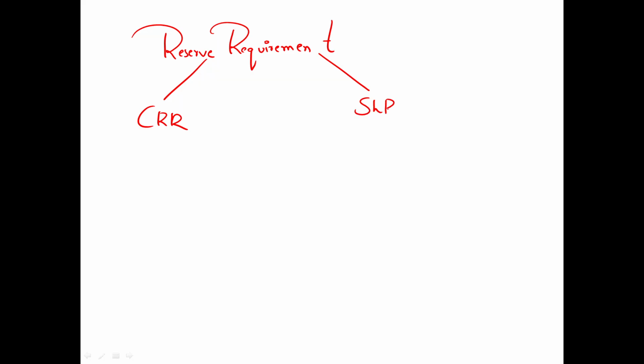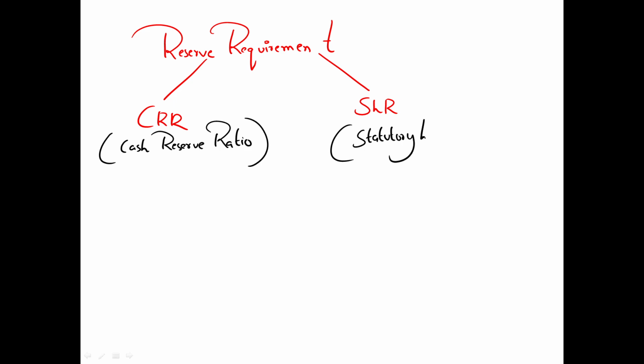So reserve requirements are classified into two: one is CRR and the other is SLR. I hope everybody knows what CRR is. The full form is cash reserve ratio, whereas SLR is statutory liquidity ratio.